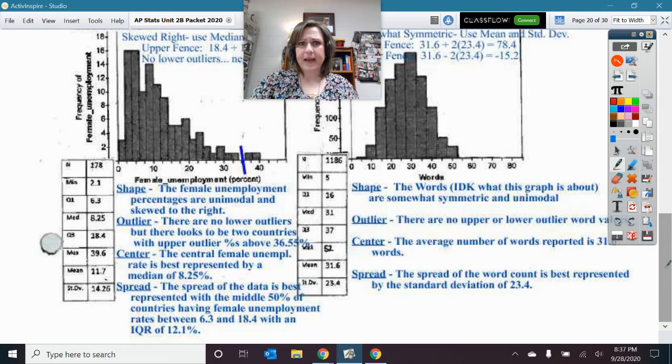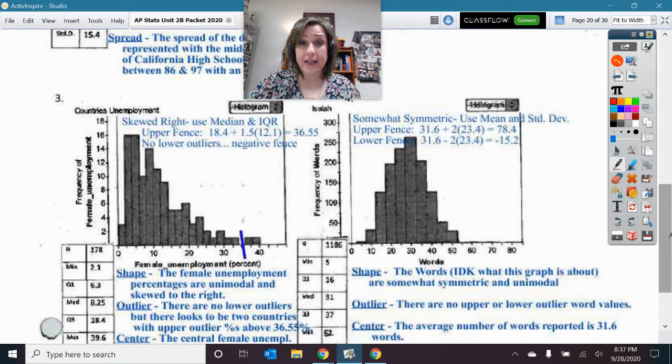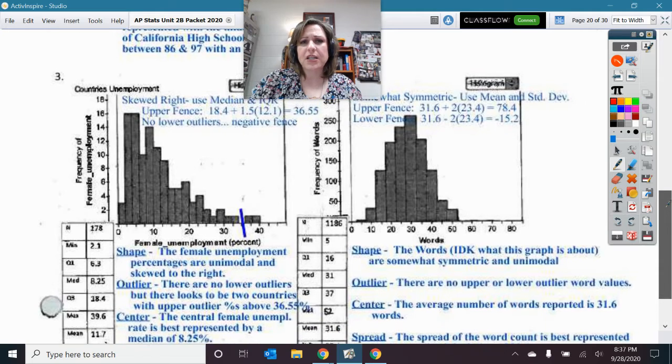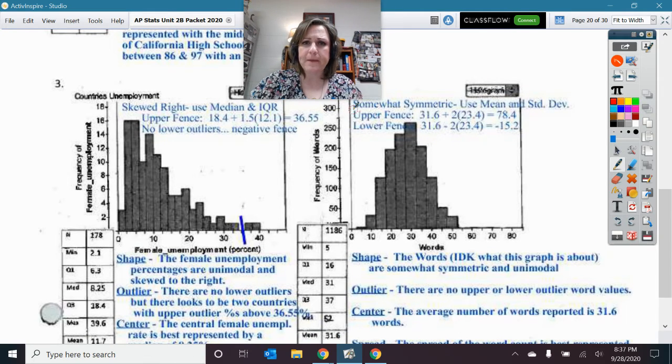Okay. And finally, here we go. I'm not exactly sure what the context of this one was, so I did the best I could. It's frequency of words, and then it says words. I don't know if this was the words on a page, the words in a card, the words of a poem, and how many of those poems had that many words in them. I didn't really quite have enough context to know. If you were expected to talk about context, you'd be given more information. But anyway, it's somewhat symmetric, so I used mean and standard deviation. There were my fences.